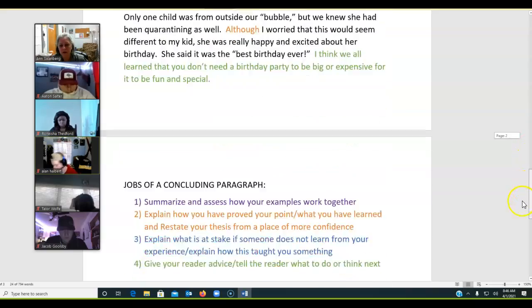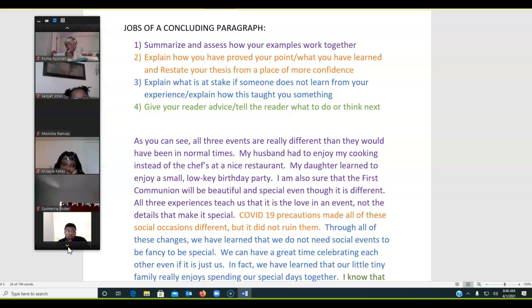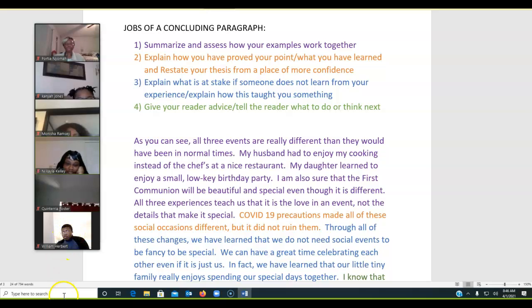All right? All right, concluding paragraphs. Jacob, read me the first job of a concluding paragraph. Summarize and assess how your examples work together. Excellent. Nikayla, how many sentences do you think that might take in this essay? About 3 or 4. I agree, because you've got a lot of examples in this essay, so it's going to take a few sentences. I think that's really smart. Portia, can you read the second job of a concluding paragraph?